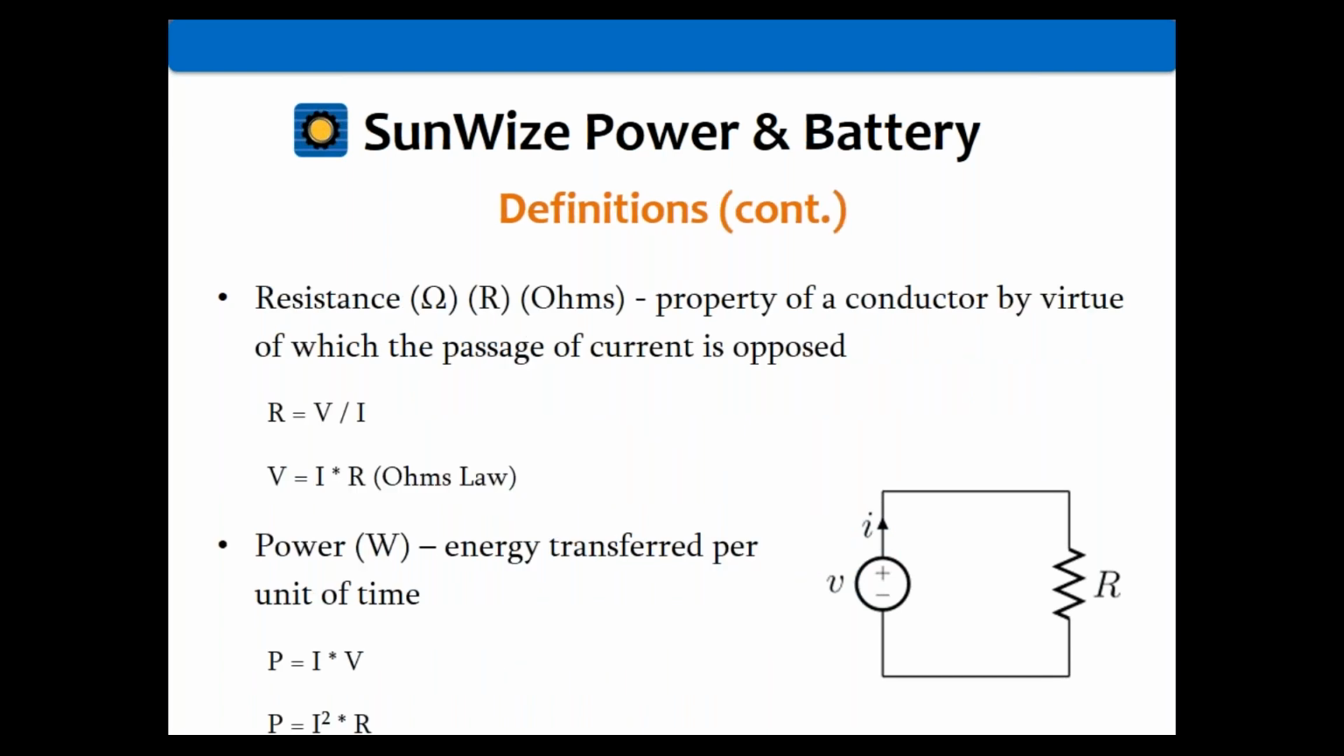So resistance, which is represented as an omega, and it's because that's kind of a goofy symbol that not everybody may have on their computer. It's also just used with an R or ohm sometimes. And that's the property of a conductor by virtue of which the passage of current is opposed. So basically, it's literally just that. It's something that is resisting the flow of the electrons, resisting that flow of current.